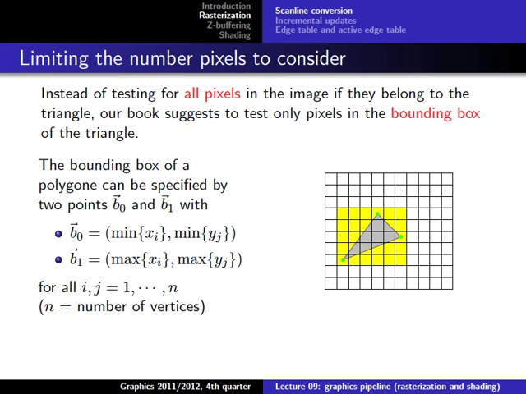So if it contains all the points of an object, and we just check those points, then we can be sure that the ones from the triangle will be the ones that we are actually drawing, and we do not have to check the ones on the outside.